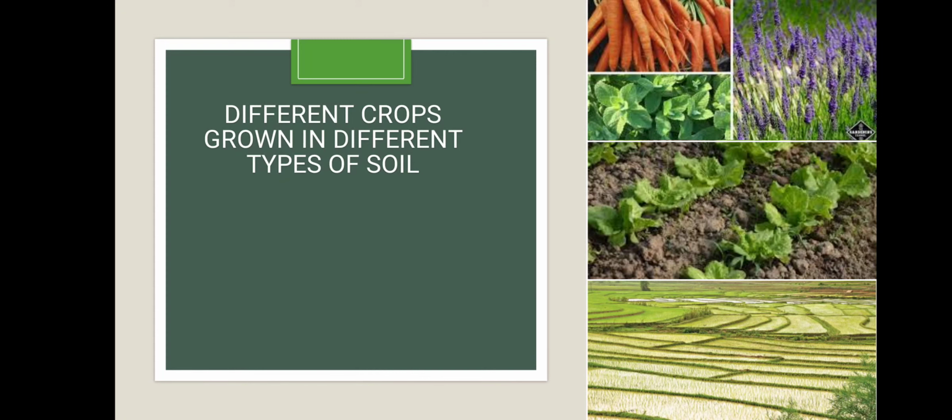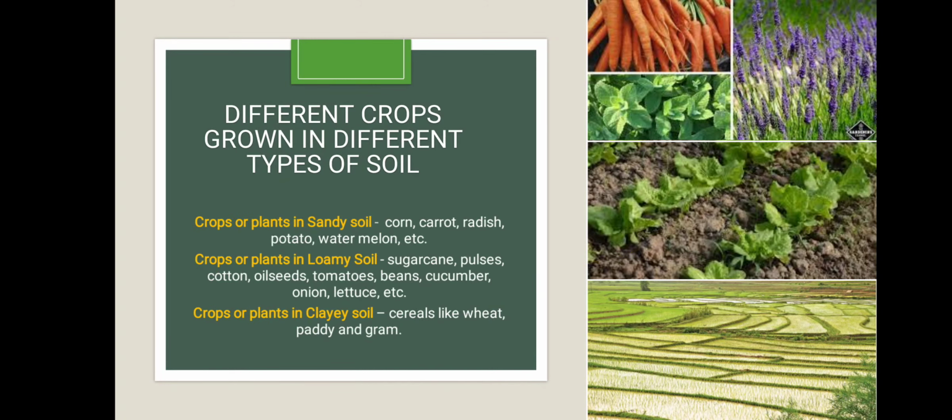Different crops grown in different types of soil. Crops or plants in sandy soil: corn, carrots, radish, potato, watermelon, etc. Crops or plants in loamy soil: sugarcane, pulses, cotton, oilseeds, tomatoes, beans, cucumber, onion, lettuce, etc. Crops or plants in clay soil: cereals like wheat, paddy, and gram.